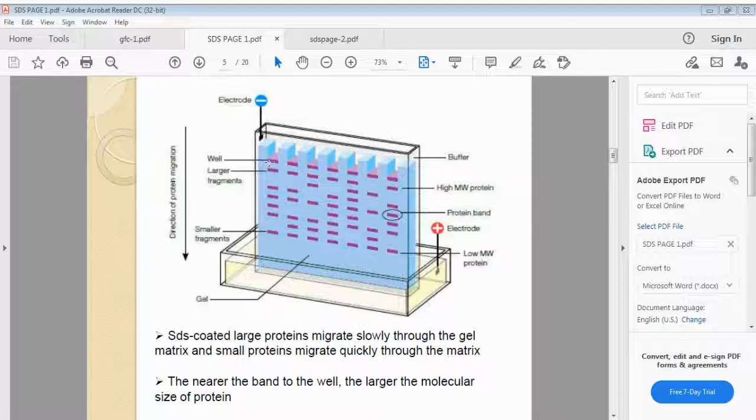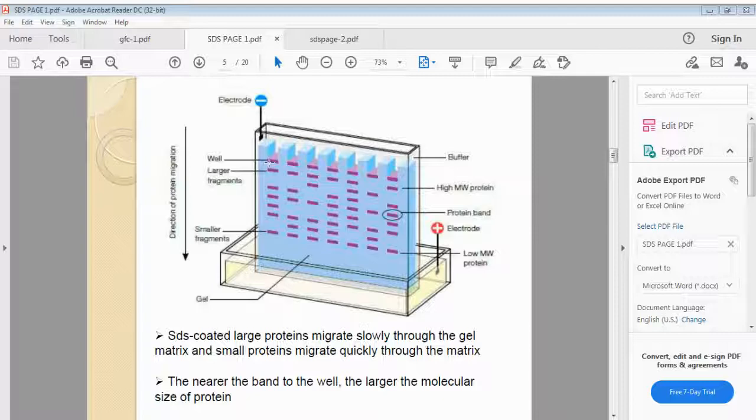Negative charge will be given to the protein, as I told you. Depending upon the length of the protein, the number of SDS molecules bound will be half the length of the protein. That means if the protein has 20 amino acids, 10 molecules of SDS will be binding to the protein, giving a total charge of 10.